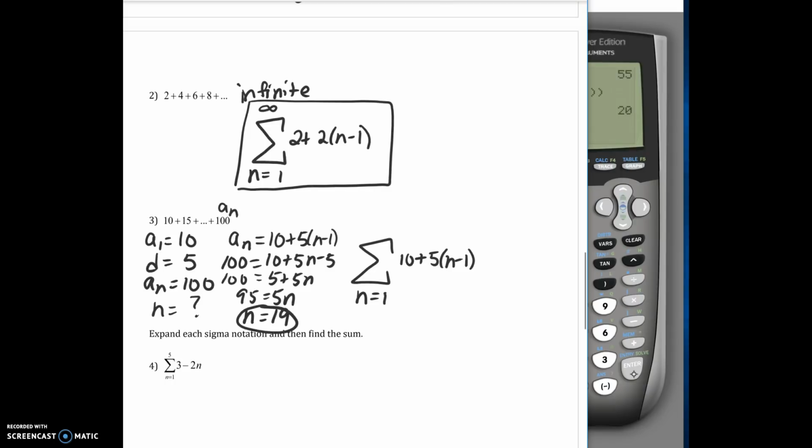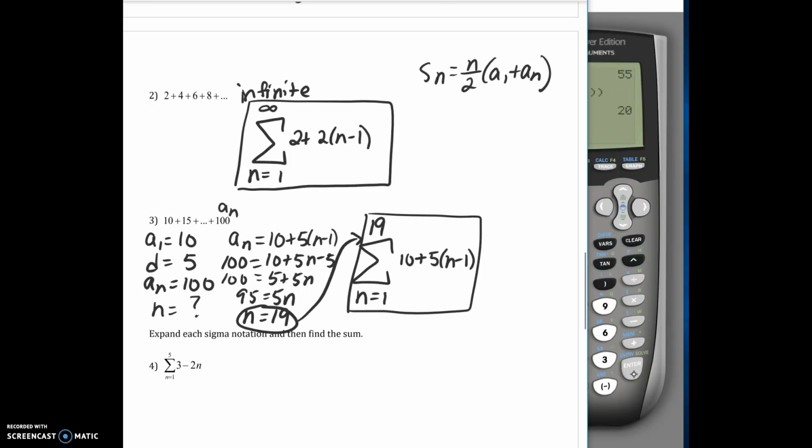So we get n is 19. This is the number that you're always putting on the top. So no matter if you're doing sigma notation or you're doing the other sum formula, just to remind you, you need n for both of them. In this case, your n is in the numerator here, and here the n is up top.